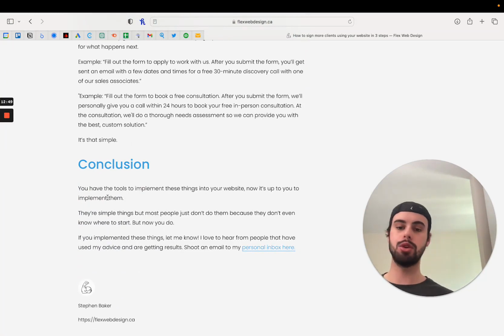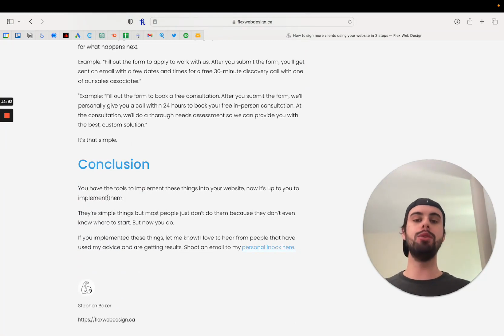Finally, you've got the tools now. You know what to do, right? It's up to you to implement them. They're simple, but most people just don't do them because they don't even know where to start. And so you're going to have that much more edge over your competitors if you just implement these simple steps, right?